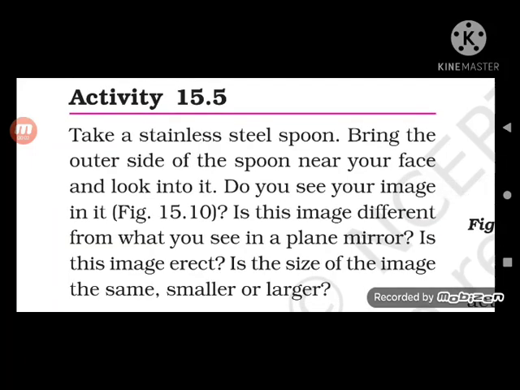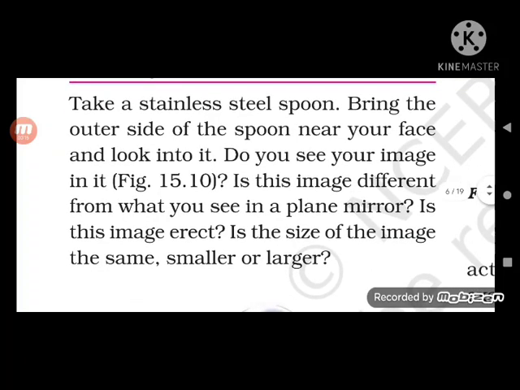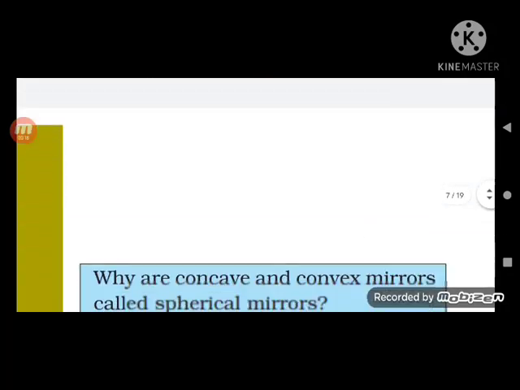Okay, so you have seen the video. In that video, you have clarified what the difference is between plane mirror, concave mirror, convex mirror, and how they work. So, just a second.